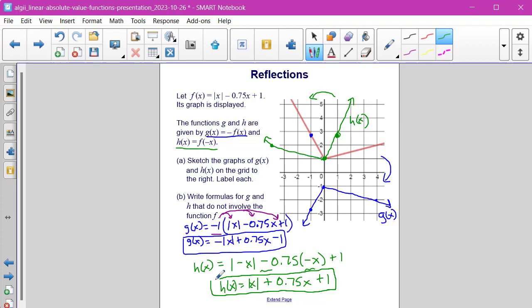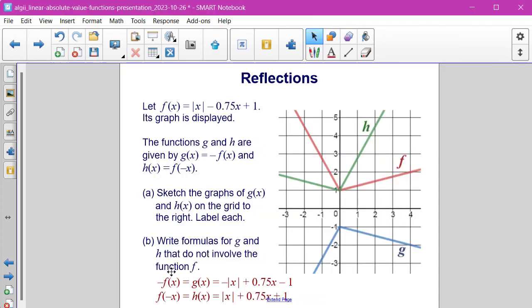And here are the solutions that we found for negative f of x, which is equivalent to g of x. It is equal to the negative absolute value of x plus 75/100ths times x minus 1. And h of x, which is f of negative x, is equal to the absolute value of x plus 75/100ths times x plus 1. And the graphs that appear in the coordinate plane do indeed match the graphs that we drew.